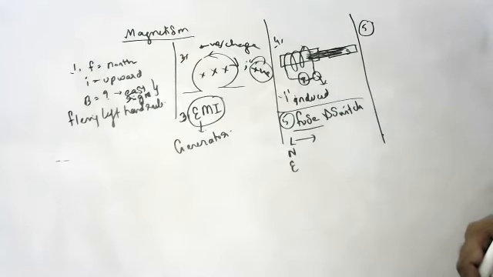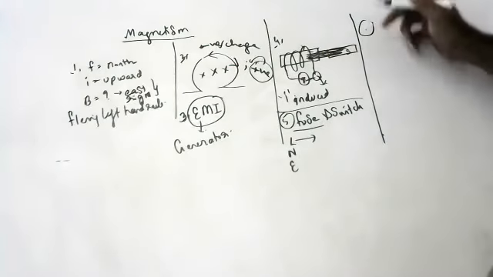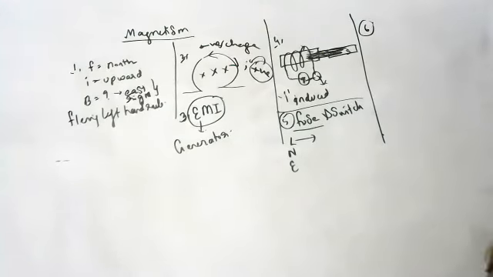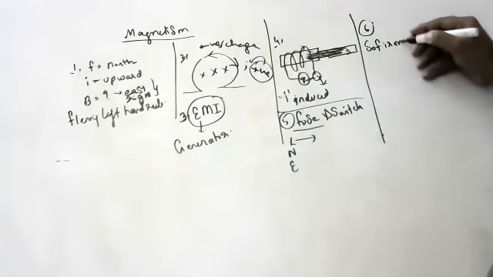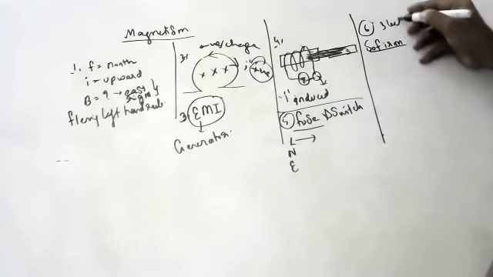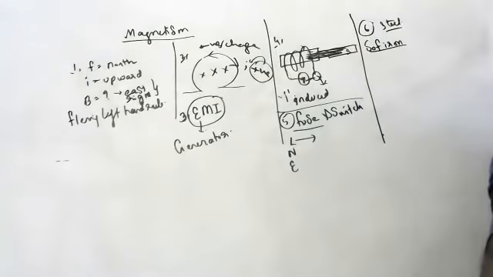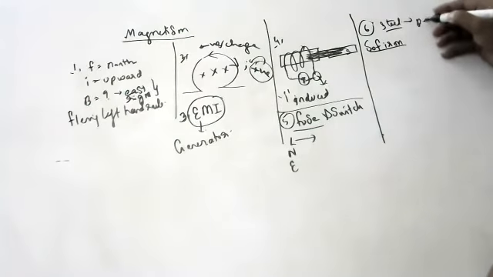Okay, sixth question, children. Please see, the core of an electromagnet must be of soft iron, not steel. Why, children? Soft iron only we will take. We should not take steel. Why? Steel will become a permanent magnet. If you use steel, it will become a permanent magnet. We don't want a permanent magnet.